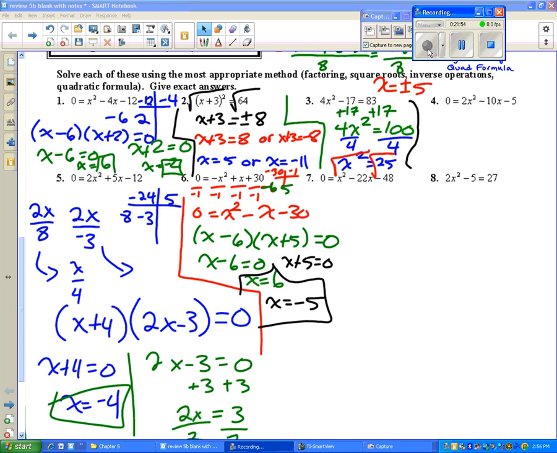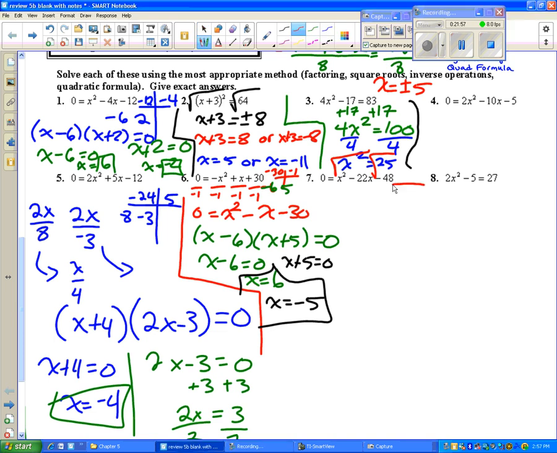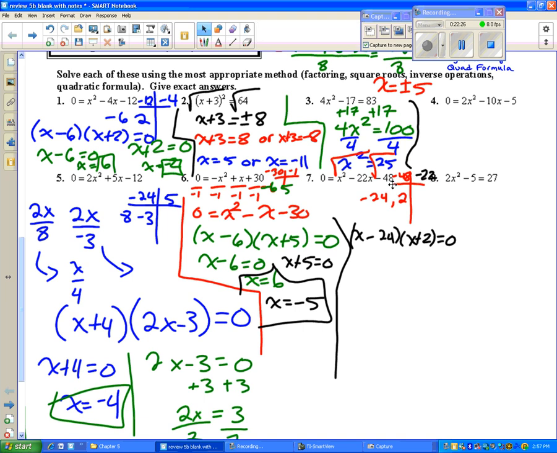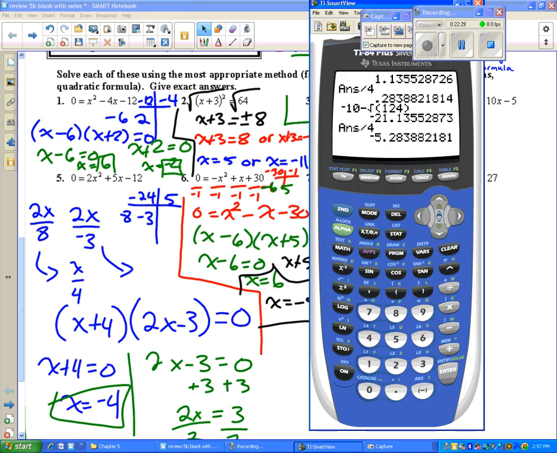So on number 7, I'm going to again try factoring. What multiplies to be negative 48 and adds to be negative 22? What I come up with are the numbers negative 24 and positive 2. So I'm going to then say that x minus 24 times x plus 2 is equal to 0. How do I find those numbers so quickly, so easily? Remember the trick that I gave you in the calculator?